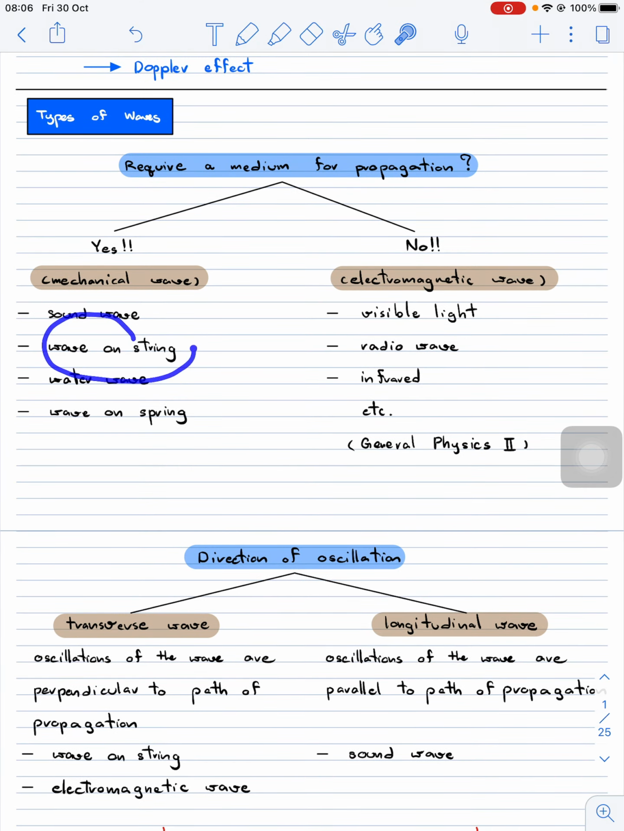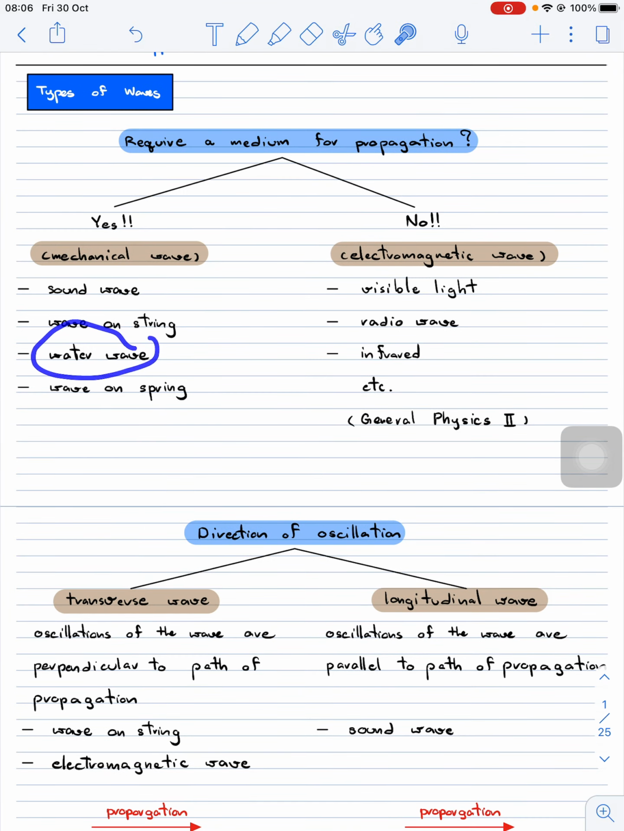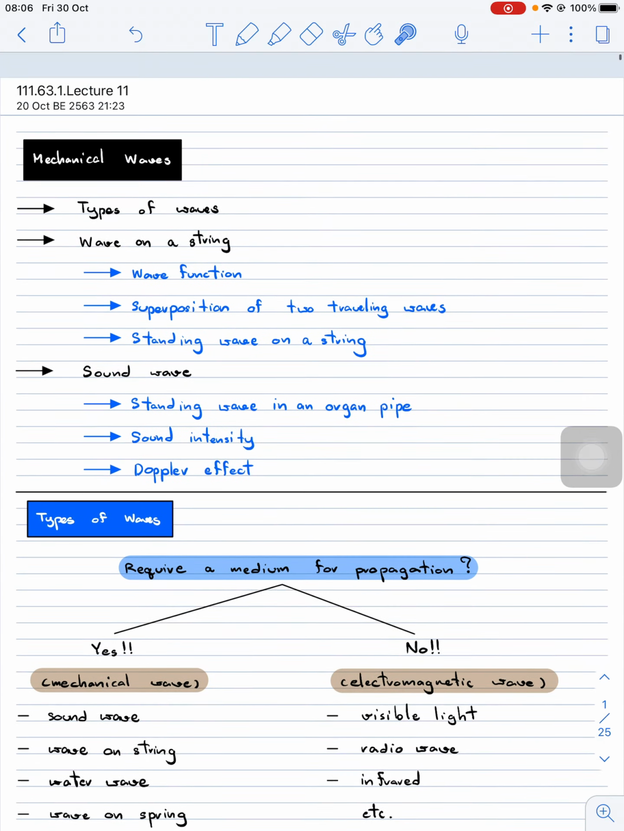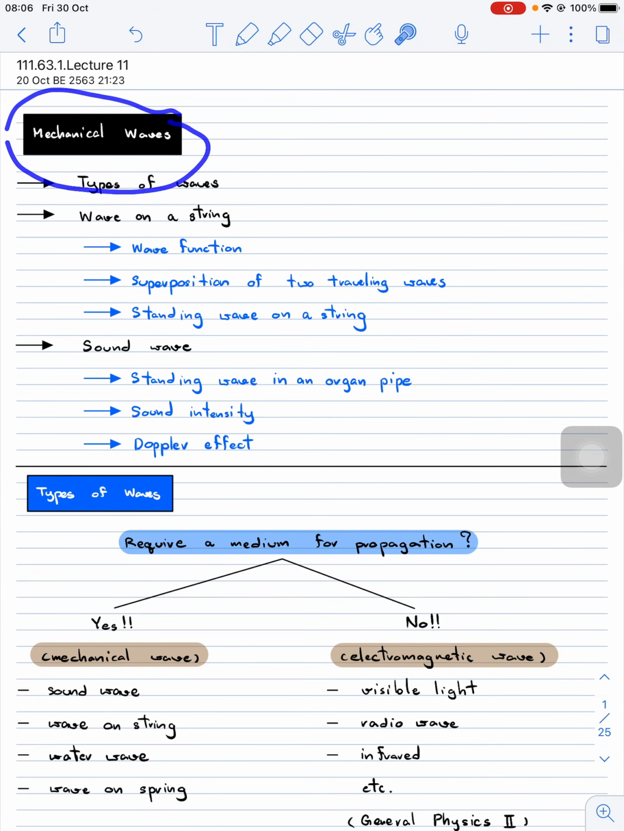The wave on the string, as it's called, requires the string for the wave to propagate on. The water wave requires the water as the medium, and the wave on a spring requires the spring for the propagation of the wave. So these types of the waves are called the mechanical wave. It's the main one that we want to study, the same as the name of this chapter.